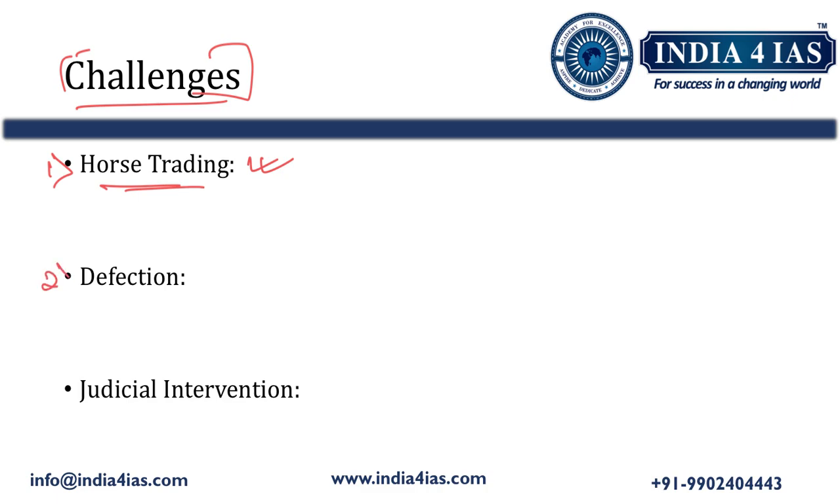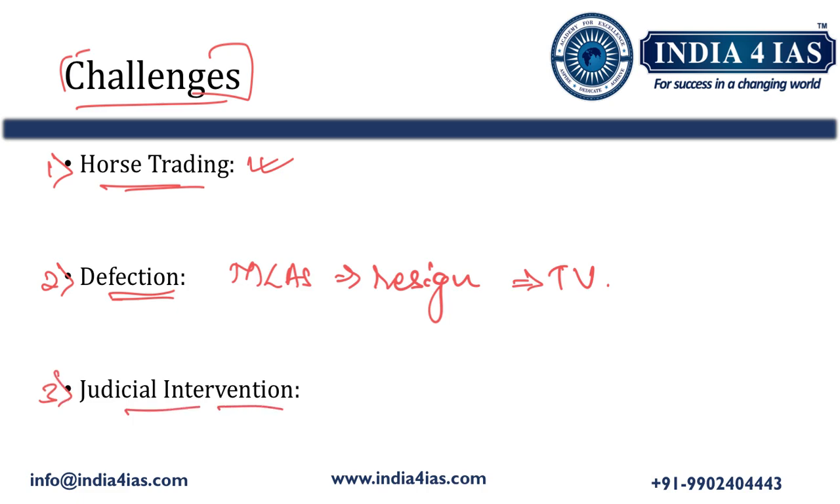The second one is defection. The MLAs switching parties, leading to political instability. We can see that during the trust vote process, the MLAs resign and join the opposition party. So this defection is a big challenge to the trust vote process. The third challenge is judicial intervention. Because of these two processes, that is horse trading and defection, there are instances where the courts have to intervene to ensure the proper conduct of the trust vote. So these are the challenges associated with the trust vote process in the state legislative assembly.